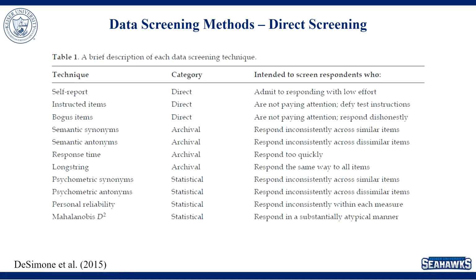Here's a summary of what we just discussed. So again, self-report, instructed items, and bogus items all fall under this category of direct screening. Semantic synonyms, semantic antonyms, response time, and long string fall under archival screening methods. And finally, psychometric synonyms and antonyms, personal reliability, and Mahalanobis D are under statistical methods.